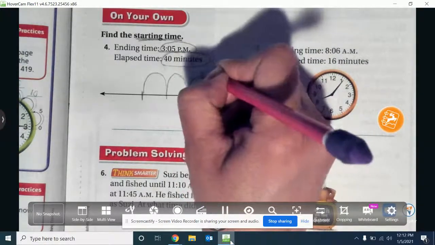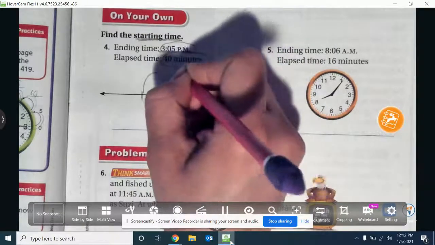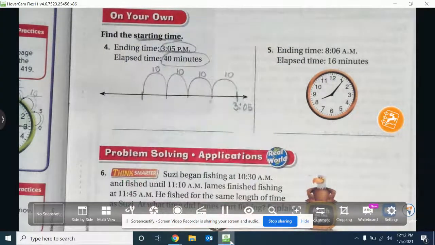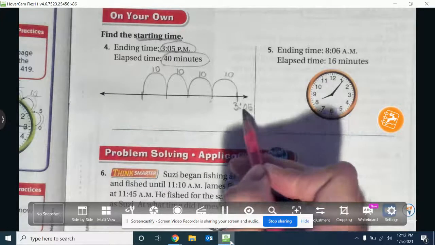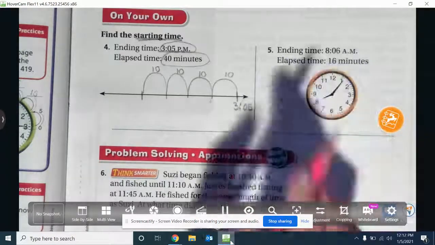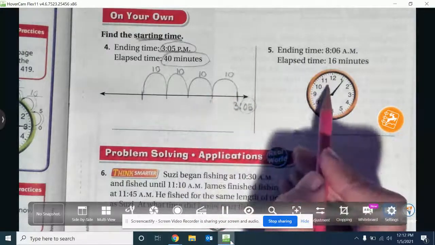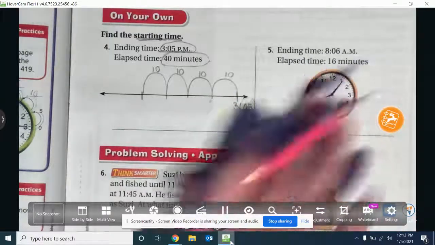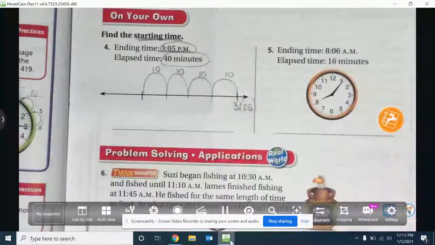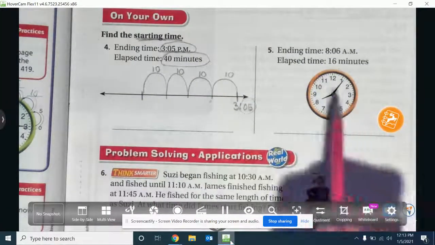10, 20, 30, 40. So now we're going to go back and label our number line. So in a clock, we have to take back the minutes. So 10 minutes at a time. I'm just going to use this clock. It's not related to the problem, but I need it so I can look and count. And you guys can do the same thing.